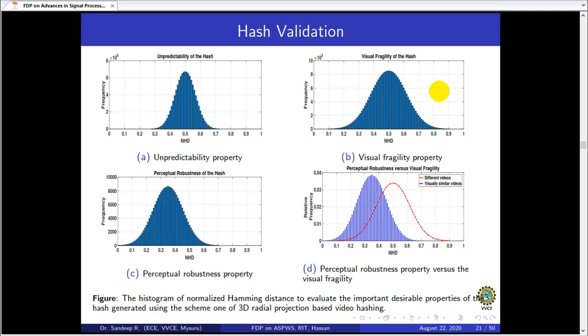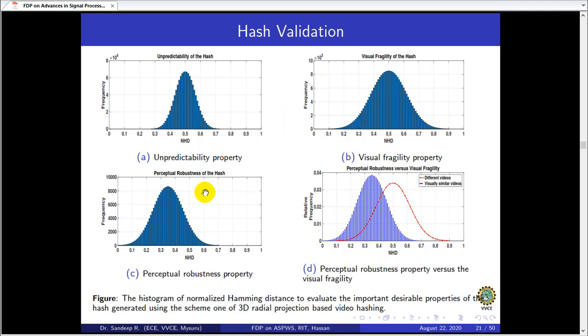Once we have got it, we plotted the histogram, that is, how many times the normalized Hamming distance was equal to 0.5, 0.4, 0.3 and so on. If you remember the visual fragility property, if the videos are different, then the normalized Hamming distance should be centered around 0.5, and you can see that yes, it again follows the Gaussian distribution with a center around 0.5, and we can say that most of the values are gathered around 0.5, with a spread from 0.1 to 0.9 approximately.